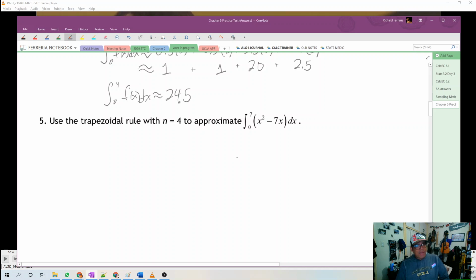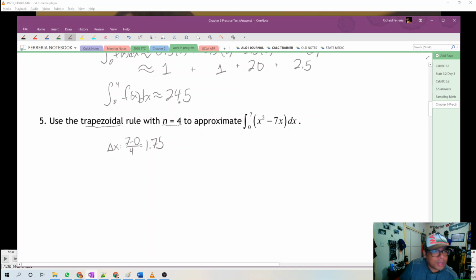Okay, number 5, a little trickier. We are going to make a table again, but we're supposed to use the trapezoidal rule with n equals 4. So I think we're going to have to evaluate this function in a bunch of different places. First of all, where do I need to evaluate it? If I want to do 4 intervals, and I'm going from 0 to 7, then my delta x is going to be 7 minus 0 divided by 4, which is 1.75.